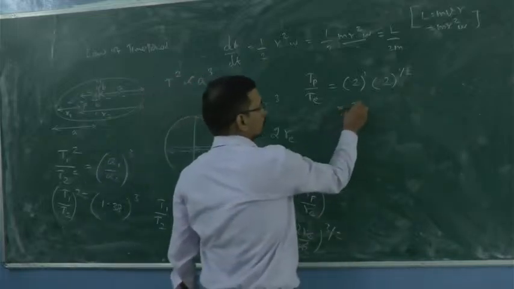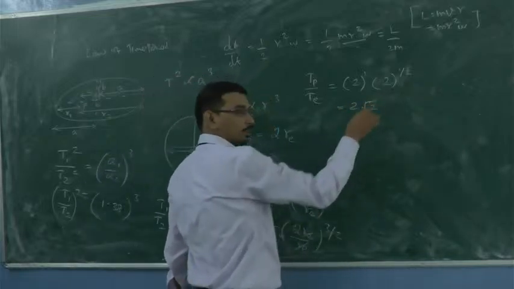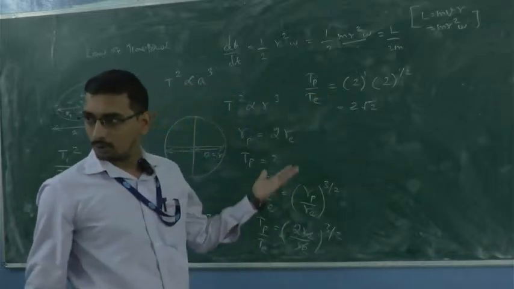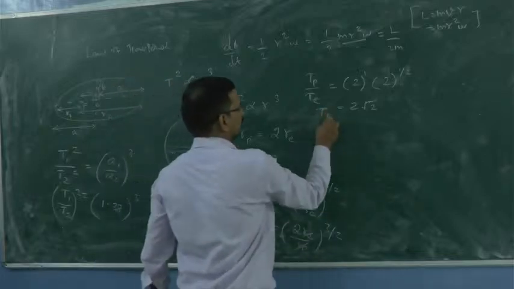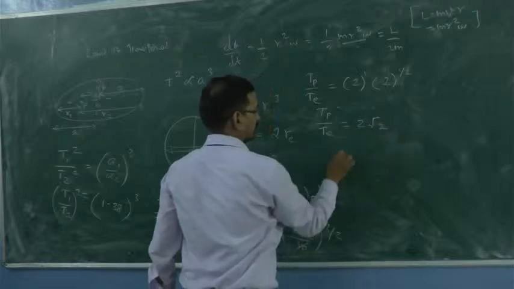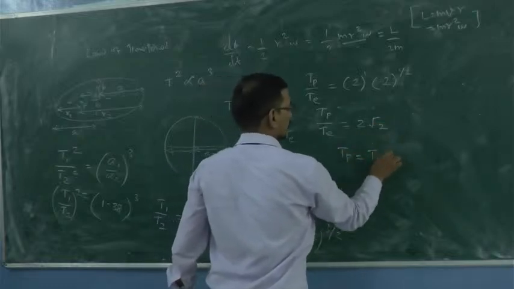This is nothing but 2 root 2. Am I right or not? You have to open your mouth, say something. Say yes or no. Okay, so TP is equal to TE into 2 root 2.